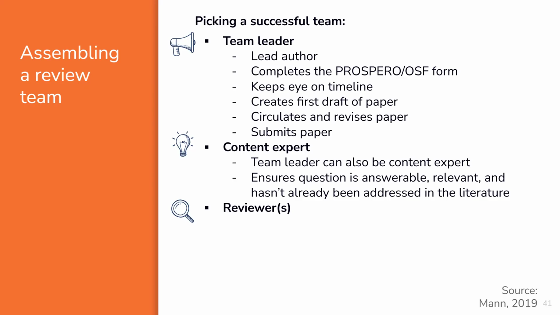Next up, we have reviewers. So this is 1 to 2 members of the team who are going to help apply the inclusion and exclusion criteria. So the team leader and the content expert can also act in the role of reviewers. However, you may wish to reach out to other fellow PhD or master's students, or even perhaps undergraduate students in an honors program who can help you apply the inclusion and exclusion criteria. It's always helpful to have many people aiding in the process because it helps minimize risk of bias and it really helps distribute the workflow.